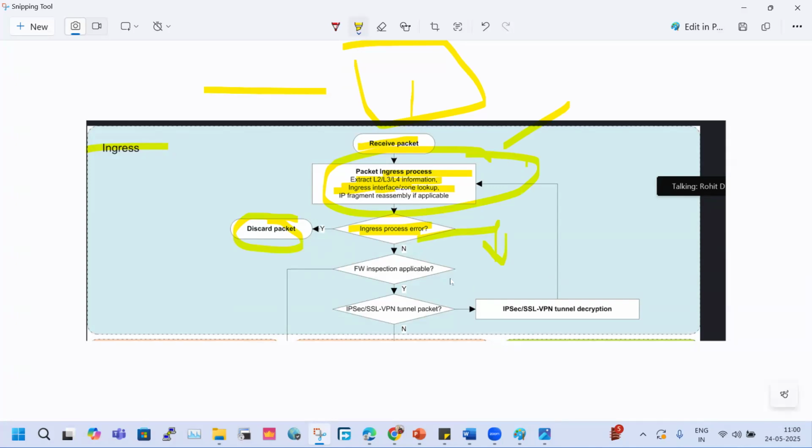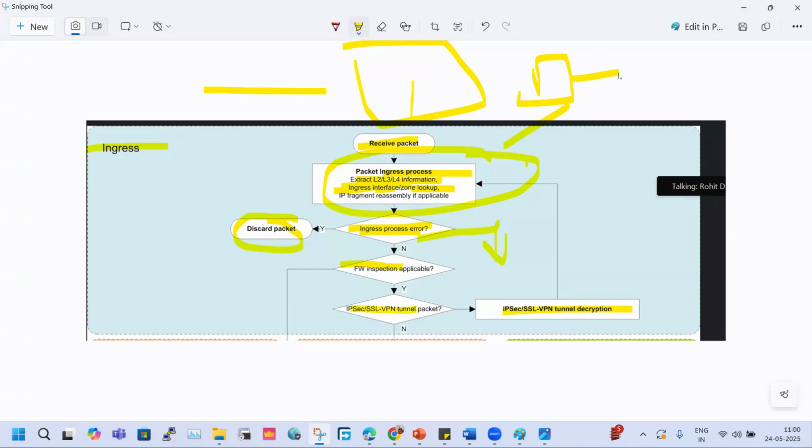In the next stage, it will check whether firewall inspection is applicable, right? It will check whether it's SSL traffic or IPsec traffic. If it is SSL or IPsec traffic, first of all, it will decrypt the traffic to fetch all the details, because in your SSL or IPsec traffic, all the information is encrypted.